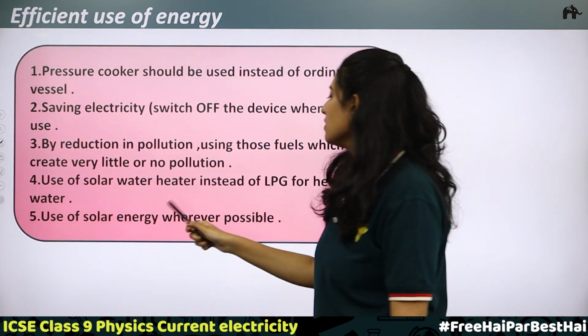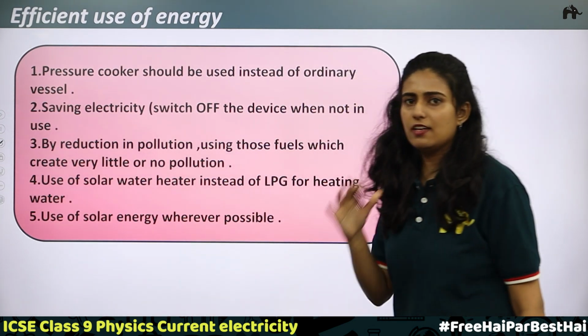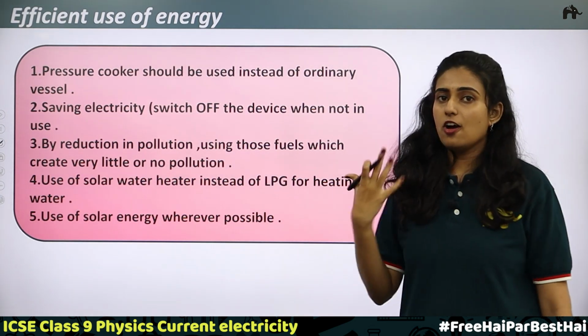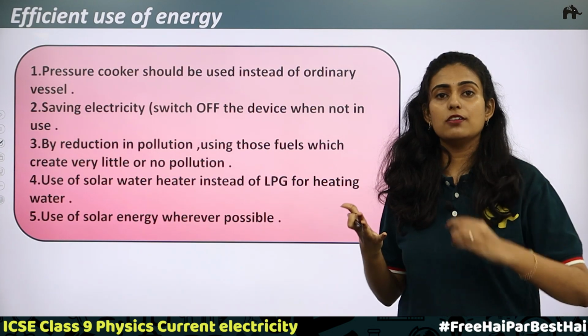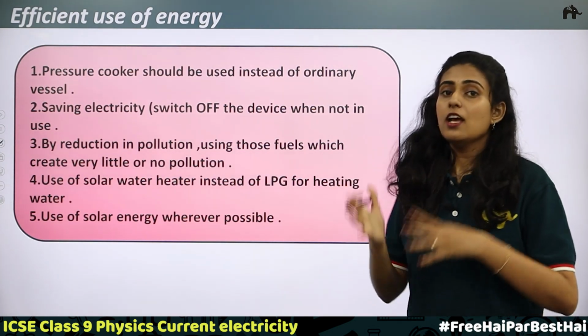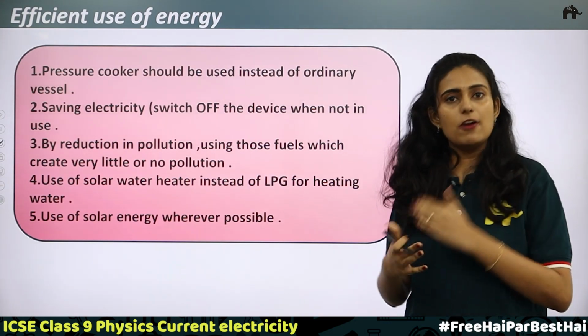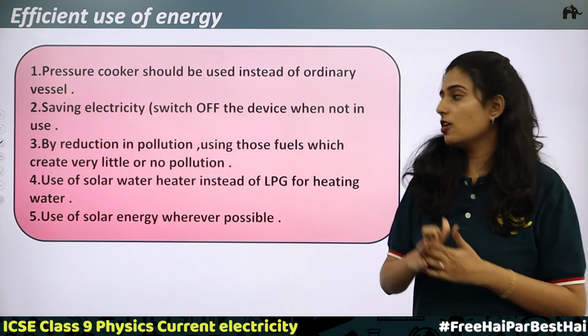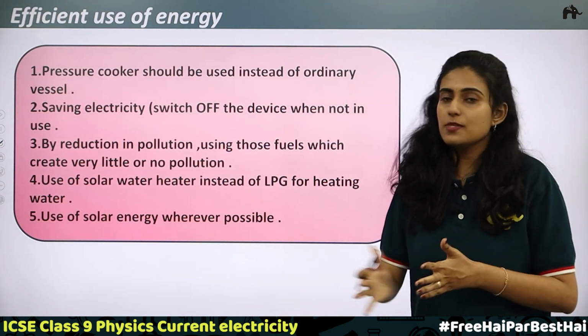Fifth one, use of solar energy wherever possible to produce electricity. We know the law of conservation of energy states that energy can neither be created nor destroyed but can only be changed from one form to another. So here, when you use solar energy, you can change it into different forms and make use of it.